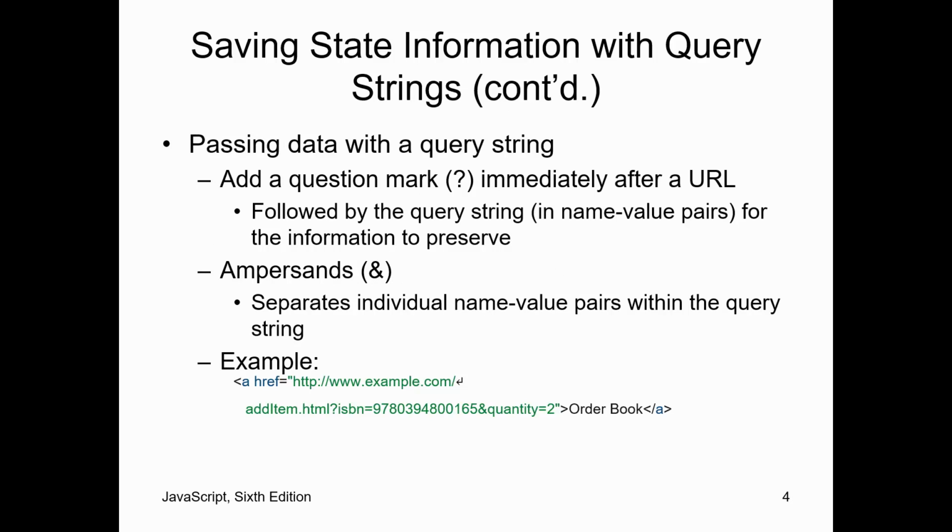So passing data in a query string, again, after the question mark. So here's an example. So I'm going to order a book. Actually, I'm going to order 2 books. And that's the ISBN number. Now, they're making it very, very simple. It could be a lot more than that. And you also notice the ampersand separates the pairs. So this is a key value pair. The key is ISBN. The value is 978-039-4800-165. The key is quantity, and the value is 2.